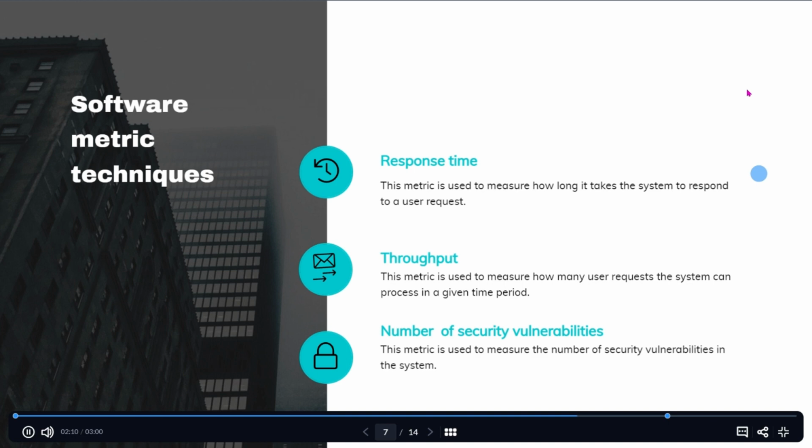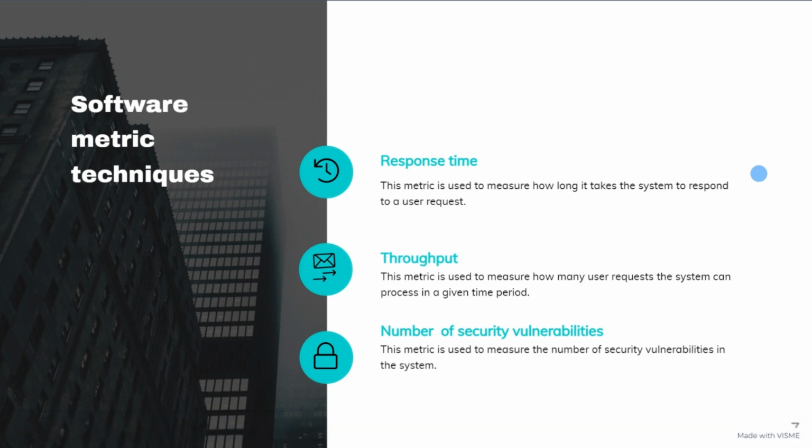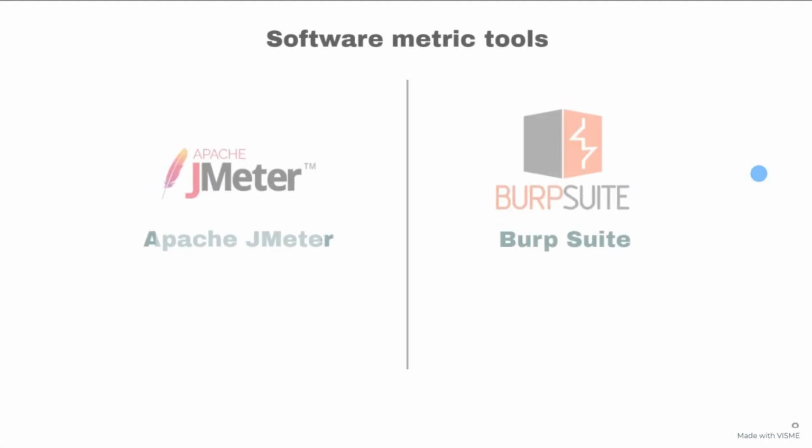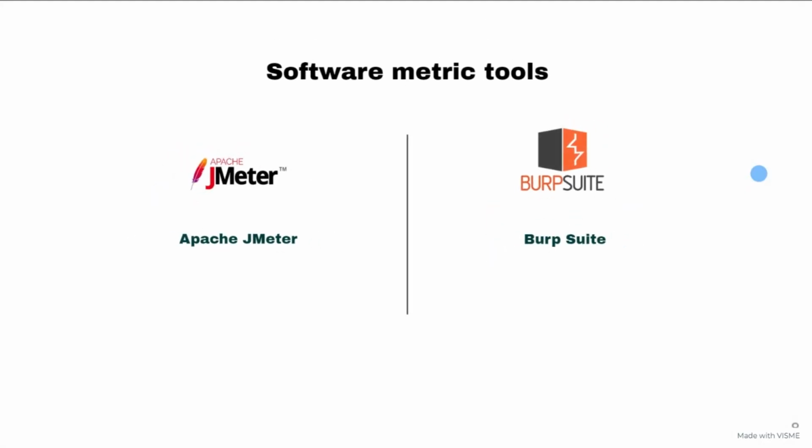Unfortunately, for the number of security vulnerabilities, it uses the OWASP ZAP or the Burp Suite tool that we will not be discussing here. So I've chosen Apache JMeter for the tool that we'll be discussing. Each metric has different tools. It can combine metrics in one tool, but here I'll be discussing Apache JMeter.